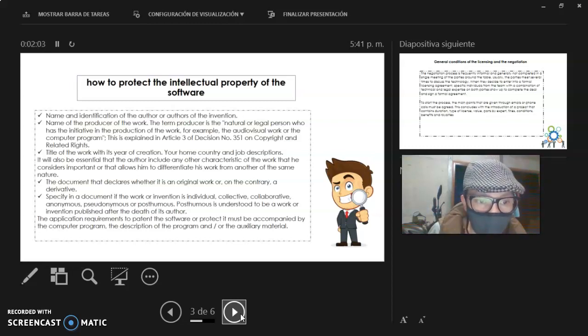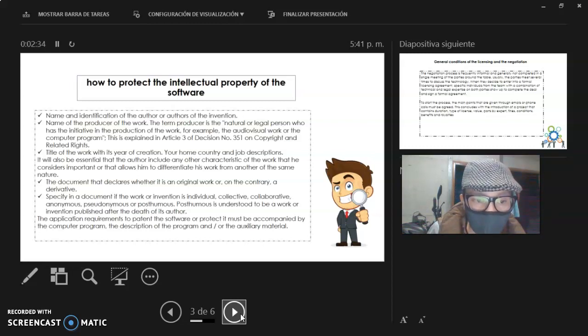3. Title of the work with its year of creation, its country of origin, and job description. It will also be essential that the author include any other characteristics of the work that he considers important, that allow him to differentiate his work from another of the same nature. The document that declares whether it is an original work or, on the contrary, a derivative.